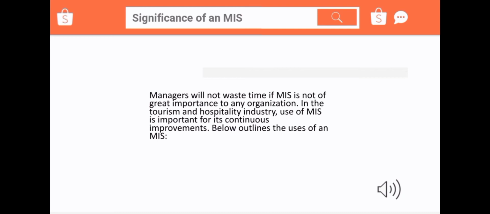By pulling information from a range of sources into a single database and presenting the information in a logical format, an MIS can provide managers with everything they need to make highly informed decisions and perform in-depth analysis of operational issues. Below outlines the uses of an MIS.